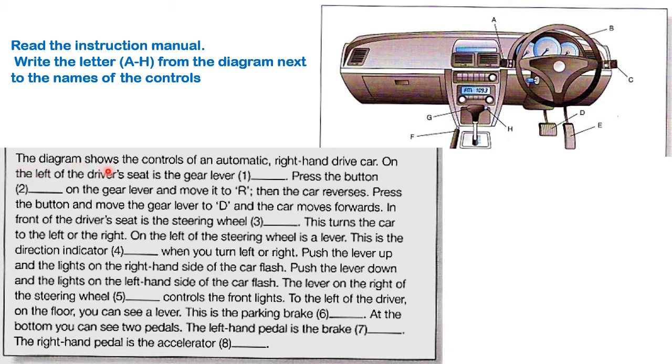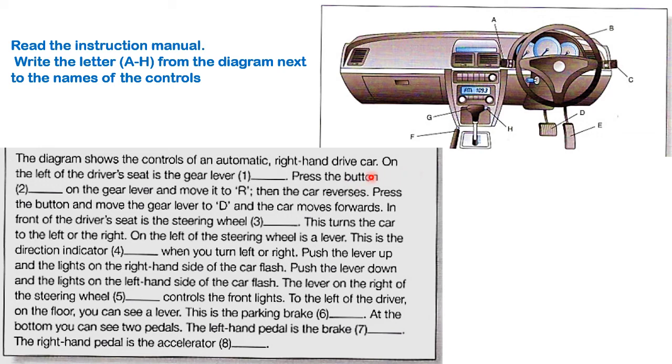The diagram shows the controls of an automatic right-hand drive car. So you notice, of course, that this is a right-hand drive car. The driver is on the right, not on the left, as we have here in Egypt. Okay, it's on the right side. So on the left of the driver's seat is the gear lever. On the left of the driver's seat is the gear lever.